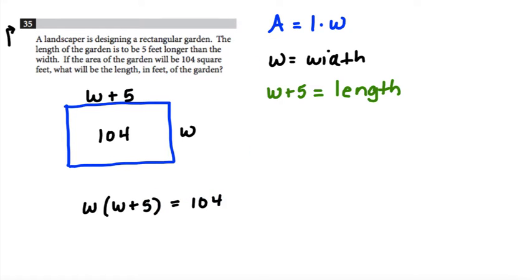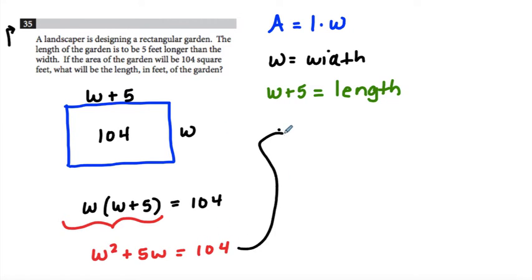All right, so to make this equation doable, we need to handle this left side and simplify. So we're going to multiply w times w plus 5 and get w squared plus 5w equals 104. This made this a quadratic, right? And we know that the area model does give us quadratic equations. So if it's a quadratic equation, it has to be set equal to 0. So I'm going to subtract the 104. And now I'm going to solve by factoring.